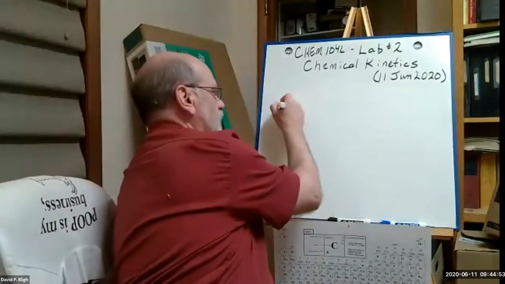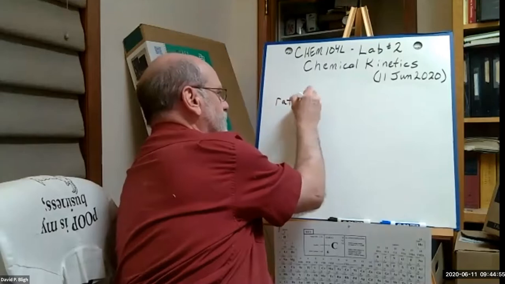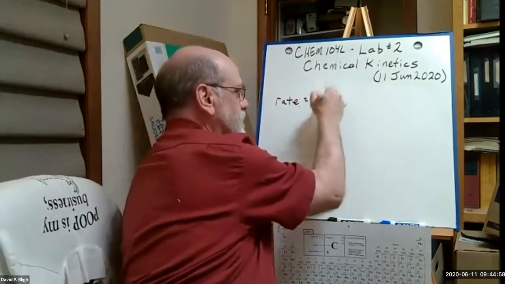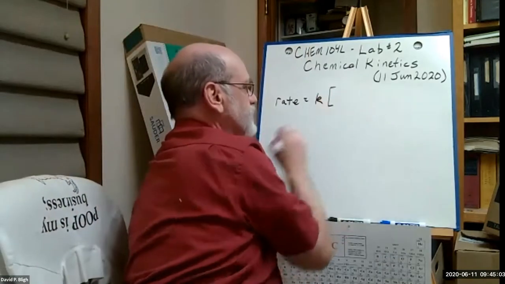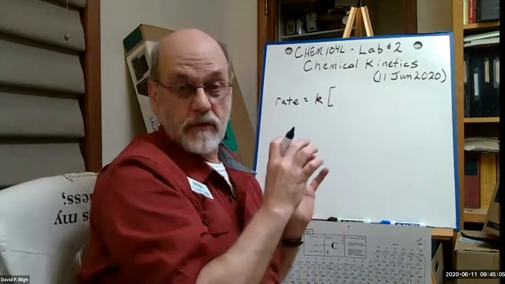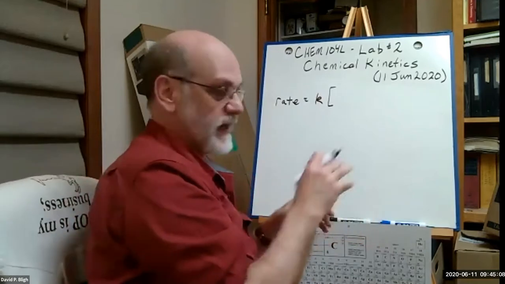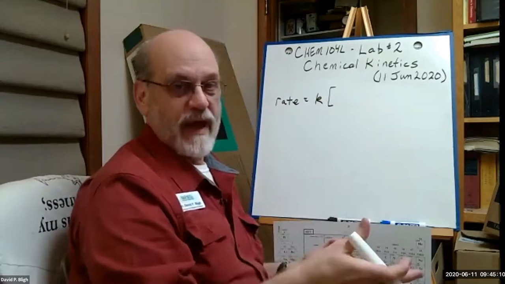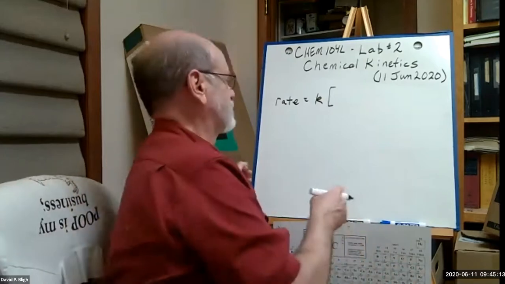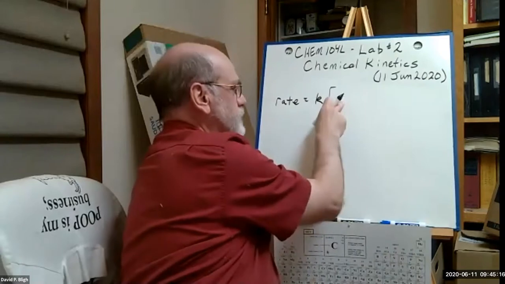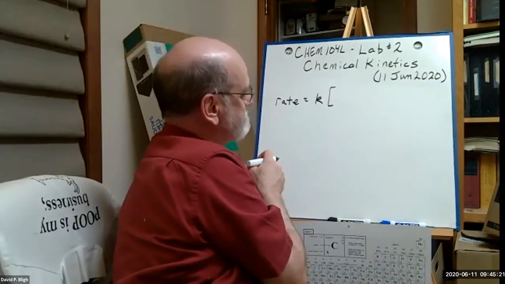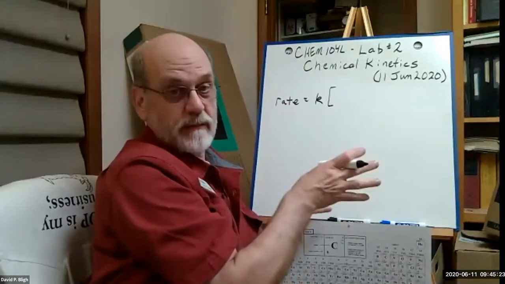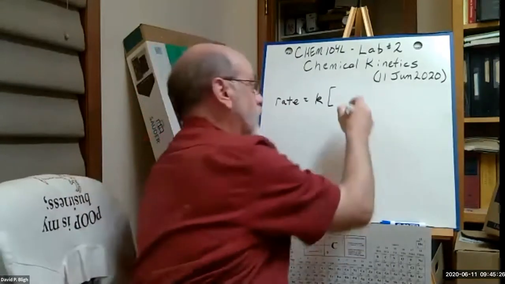When we write a rate law, remember that the rate of the reaction is equal to some constant, times the concentration of your reactants, and each reactant is raised to a power, which is its order. In this case, let's make the first reactant the bleach, the sodium hypochlorite.